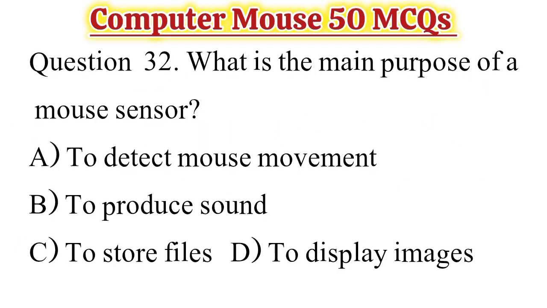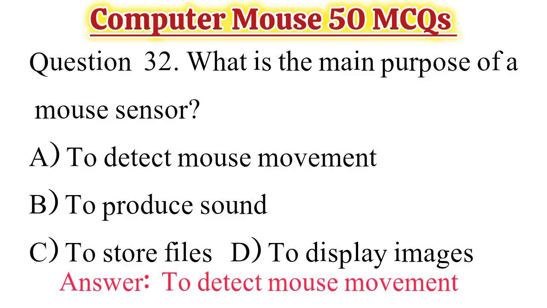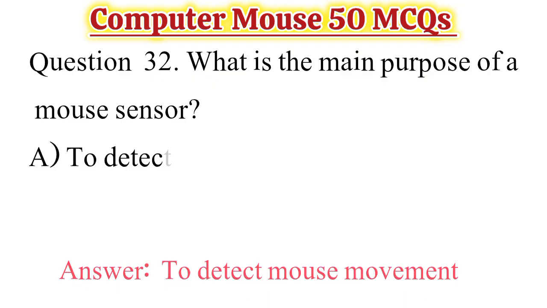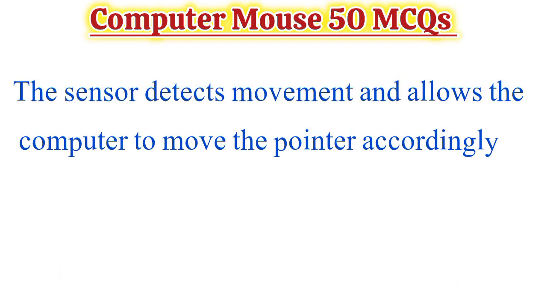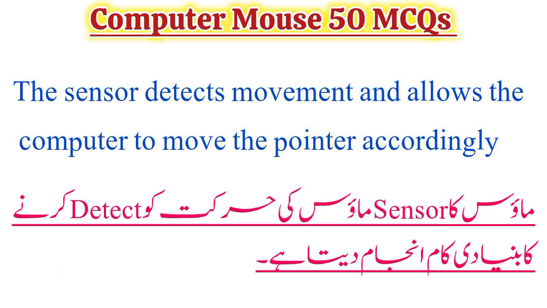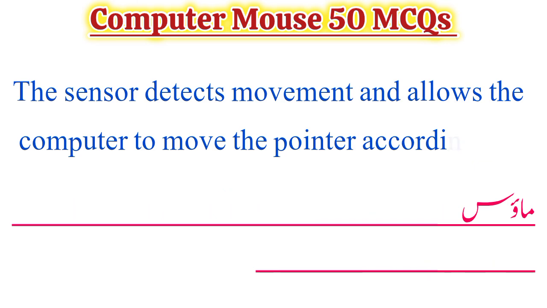32. What is the main purpose of a mouse sensor? A. To detect mouse movement. B. To produce sound. C. To store files. D. To display images. Answer: A. To detect mouse movement. The sensor detects movement and allows the computer to move the pointer accordingly.